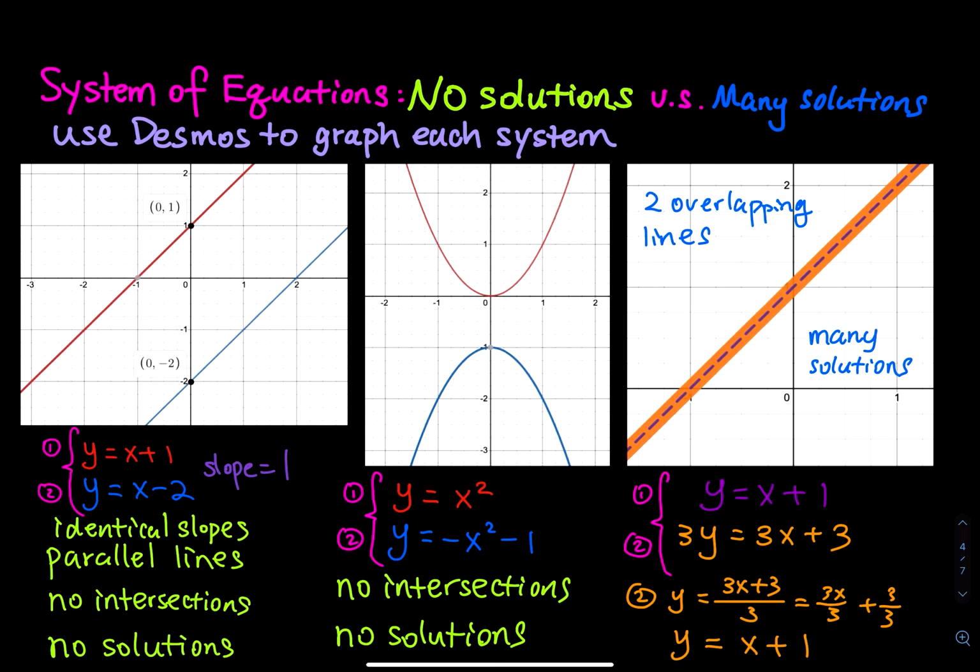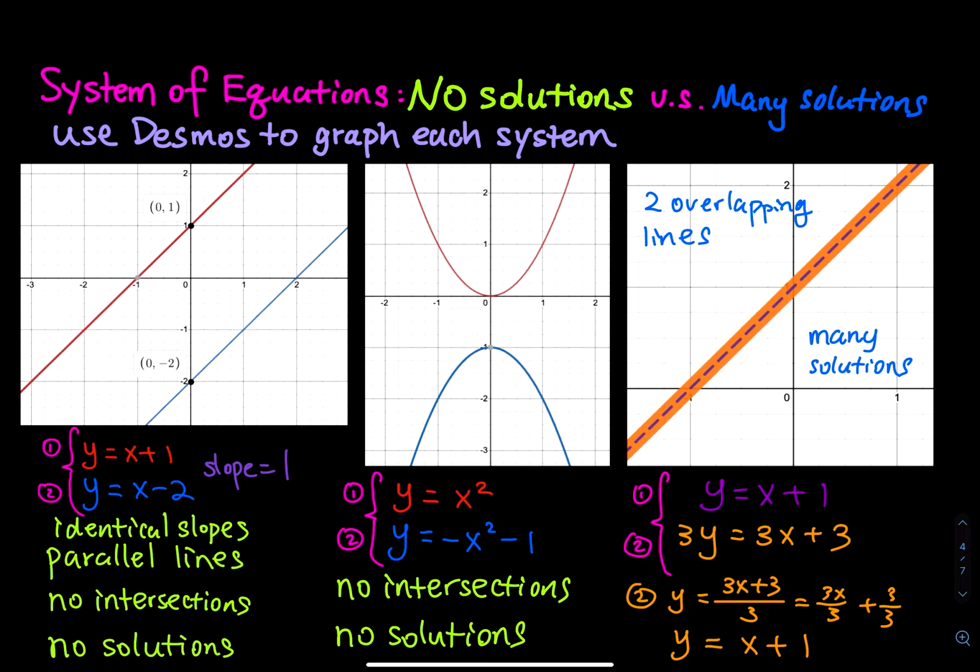So we have two parallel lines. Two parallel lines means it doesn't matter how long you extend the lines, they will never intersect. Since they never intersect, there are no intersections, therefore the first system has no solution. When you try to solve this system, you will not get a solution. So the first system has no solution because they are two parallel lines.